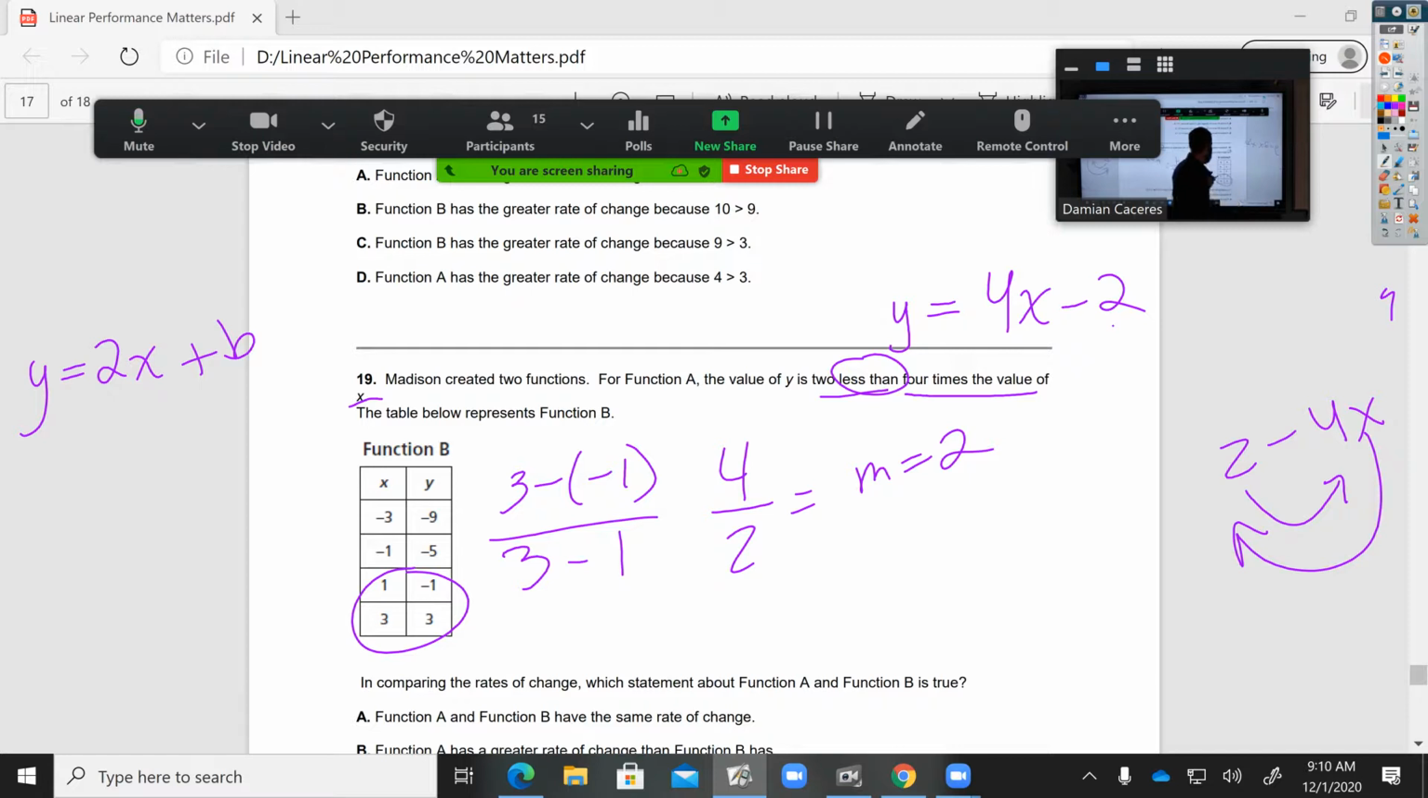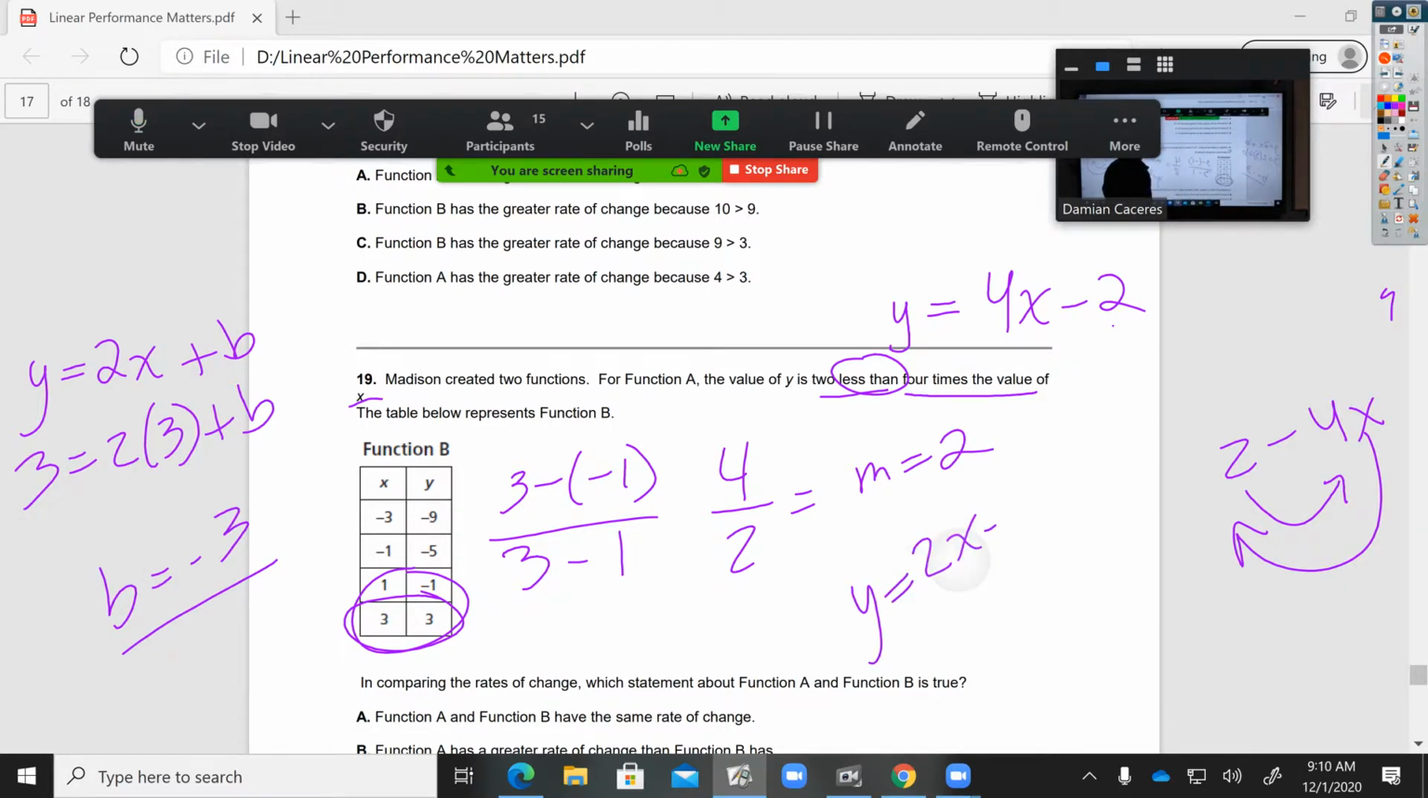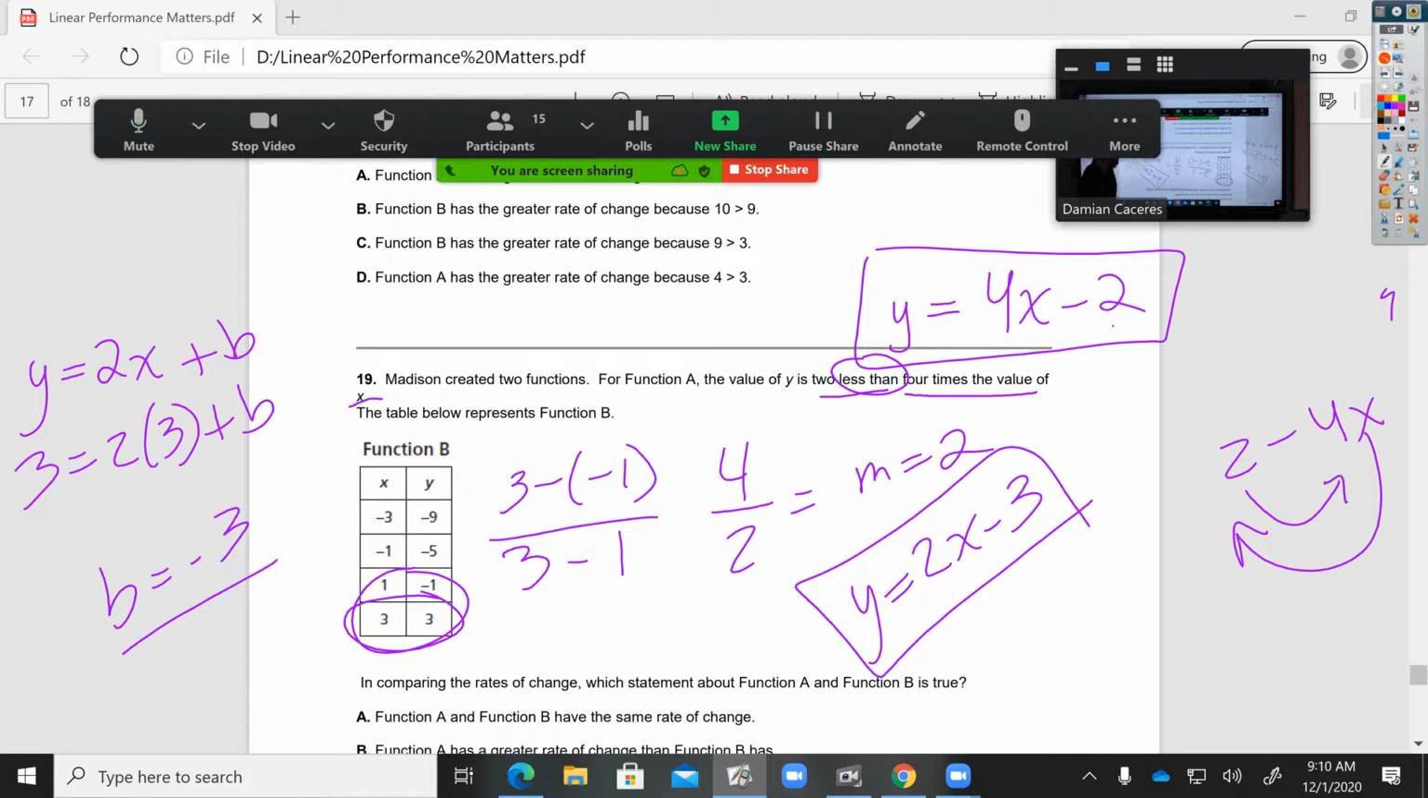So to get the y-intercept, just plug in the x and the y, right where you see x and y. And we solve this. If we solve this, we get b equals negative 3. So now I have my equation. y equals 2x minus 3. So here are my two equations in the squares. This is equation B. The first one up top is equation A. So now we can answer these questions.